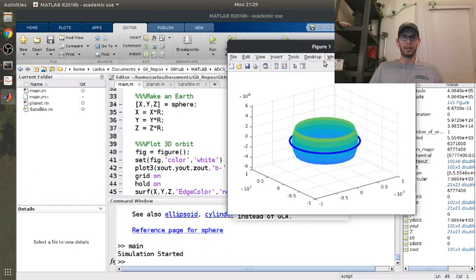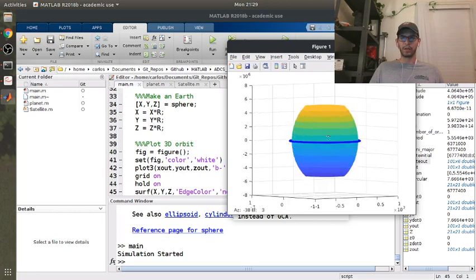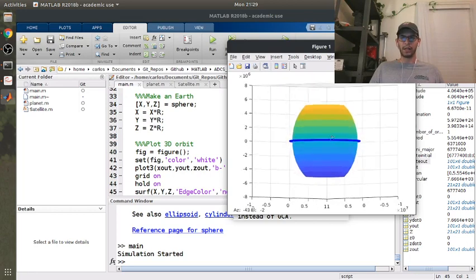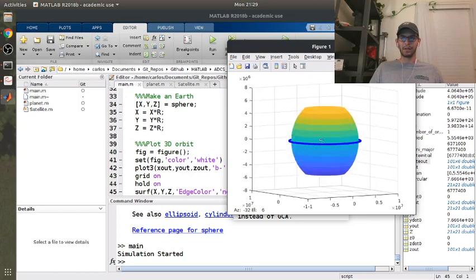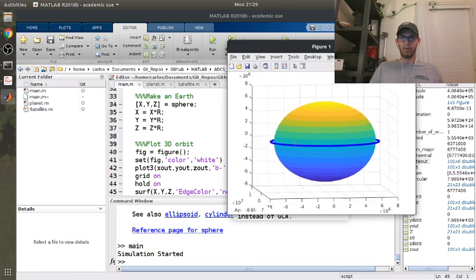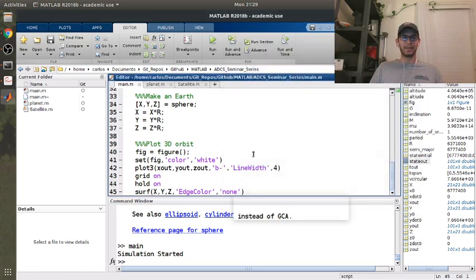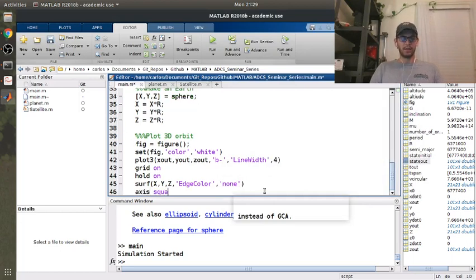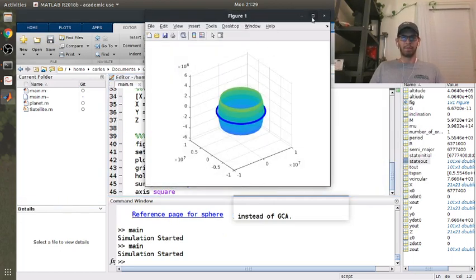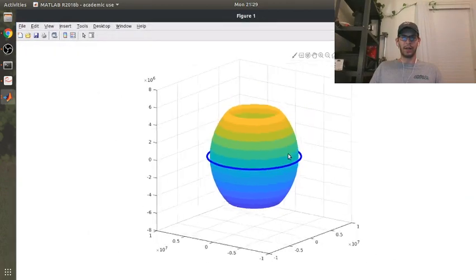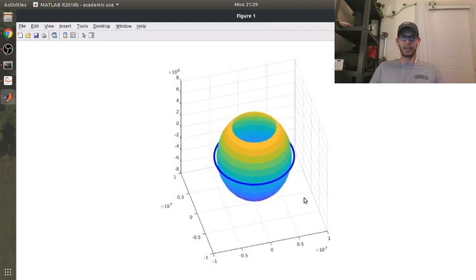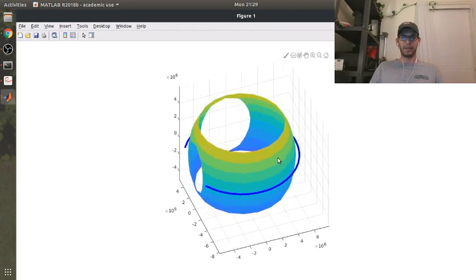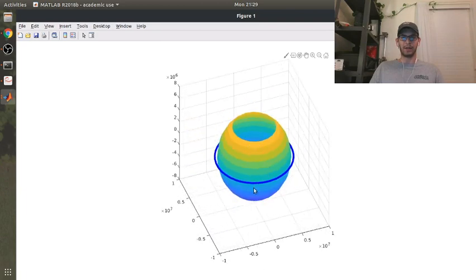Oh boy. I got my equatorial orbit for sure. Oh no, it plotted. Is it clipped? What's going on here? It's like it wants to show a sphere. Can we do axis square? Axis square. This is so wild. I've never encountered this before, where it clips in and out. That's wild. It's like the rendering environment.